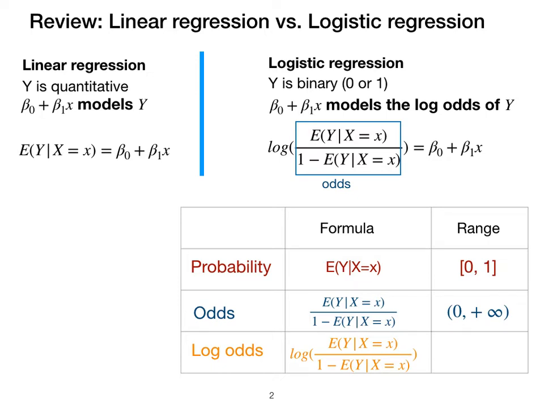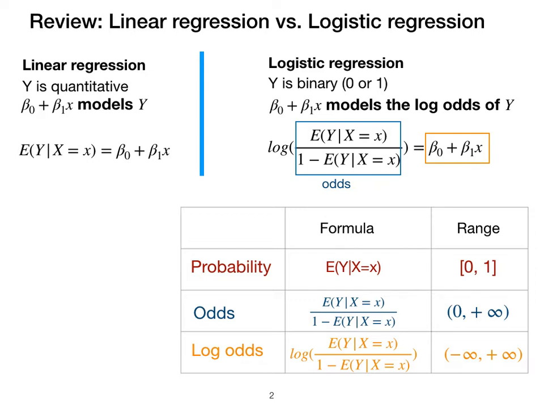If you take a log to the odds, then the range becomes the entire real line. It can range from negative infinity to positive infinity. So the benefit of using log odds on the left side of the equation is that the right side of the equation, beta 0 plus beta 1x, also could range from negative infinity to positive infinity. As you can imagine, this line can go very high and then can go very low depending on the value of x.